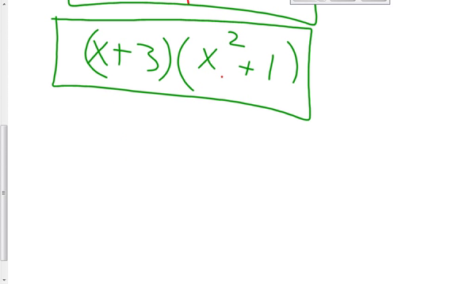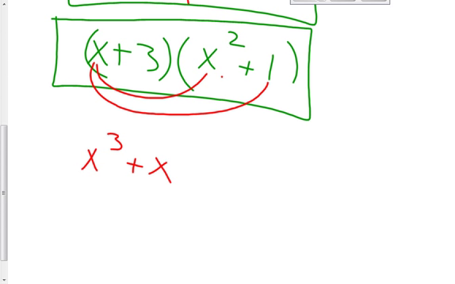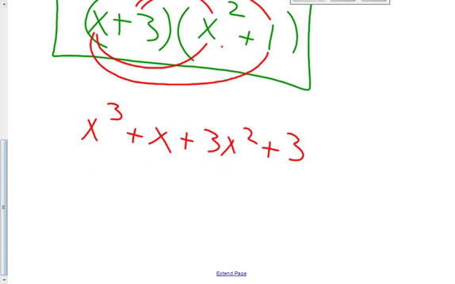Okay, FOILing. First times the first, x times x squared is x cubed. O stands for outside: x times 1 is a positive x. Inside, 3 times x squared is a positive 3x squared. And last, 3 times 1 is a positive 3. That looks better. Let's put this into descending order.